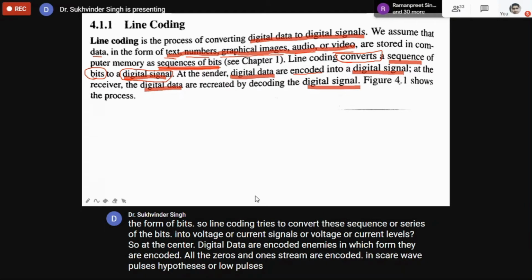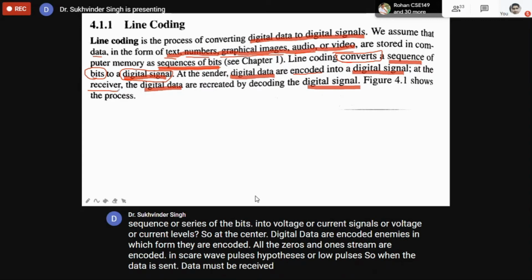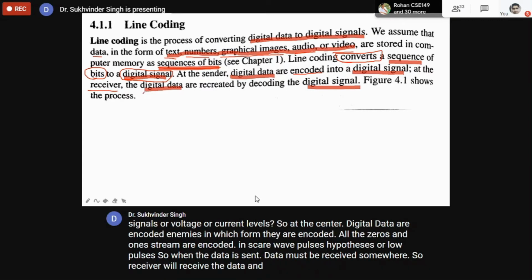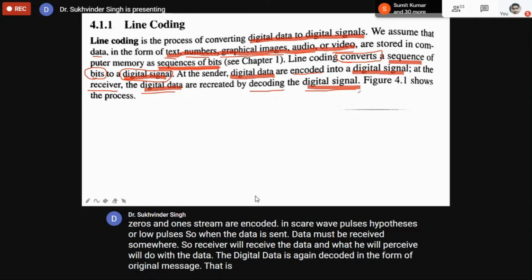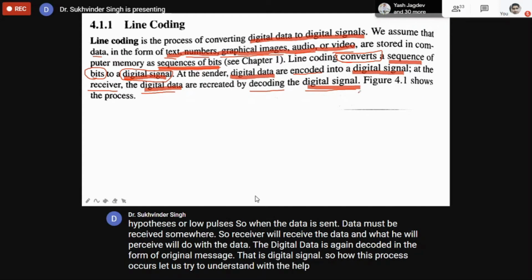When the data is sent, it must be received somewhere. So the receiver will receive the data, and what will he or she do with it? The digital data is again decoded into the original message. Let us try to understand how this process occurs with the help of a diagram.